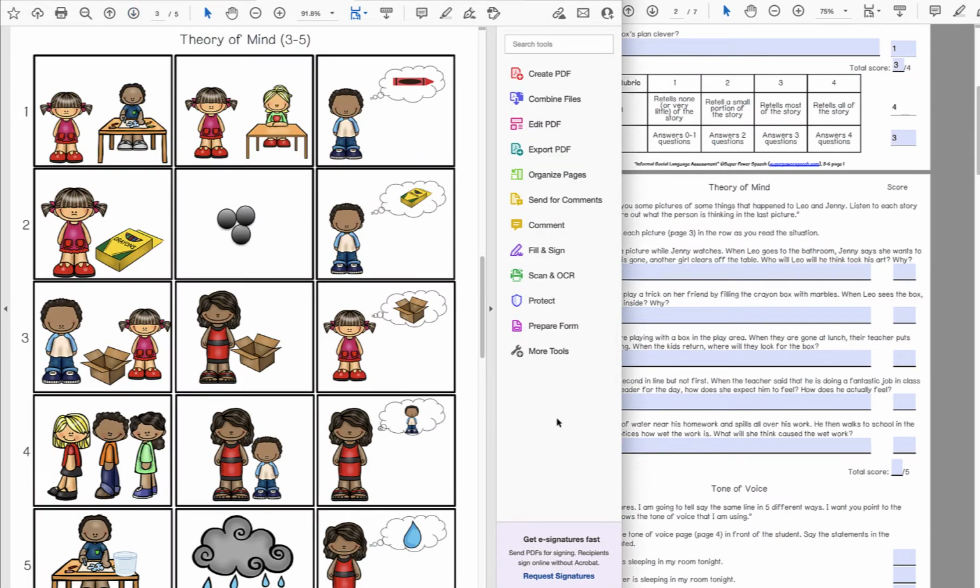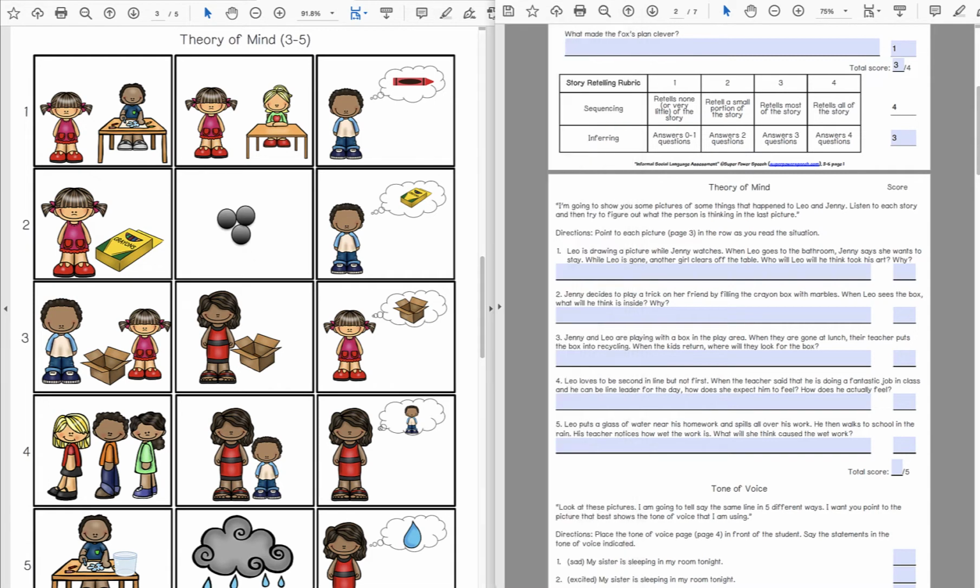So you can see here the images that are going to go with the recording sheet, and then you're going to read the directions. I'm going to show you some pictures of some things that have happened to Leo and Jenny. Listen to each story and try to figure out what the person is thinking in the last picture. And then I would read number 1, and I might point to some things as I go along. That's okay, as long as you write in any accommodations that you're making, and then give them a score.